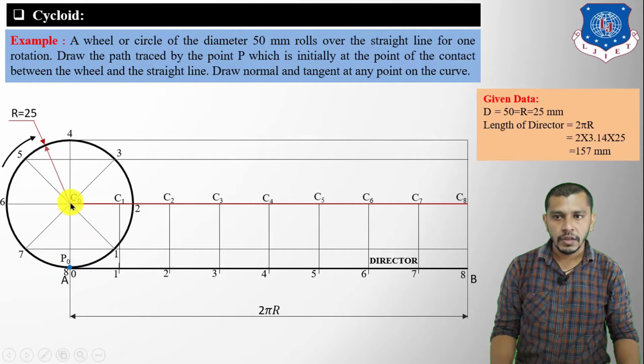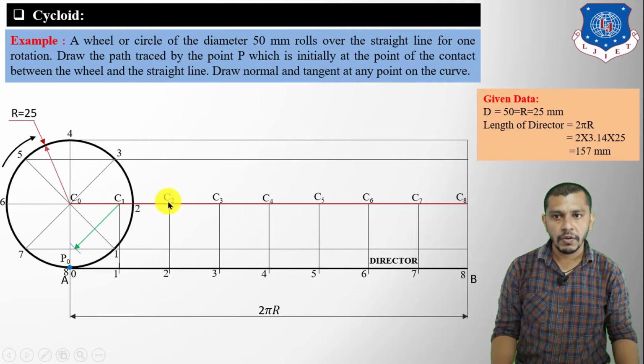Now having radius equal to the radius of the circle, or 25 mm, and center at C1, give an arc on the line passing through the first division of the circle. So from C1, give an arc over here having radius equal to 25 mm.